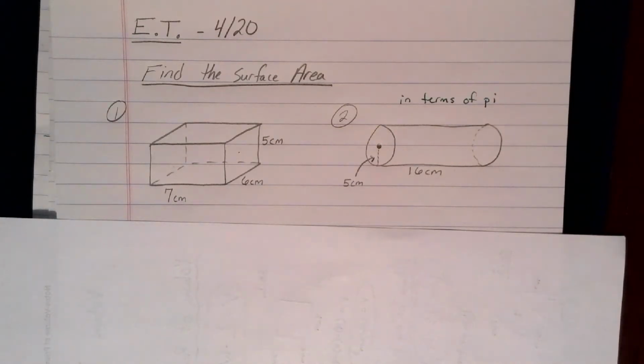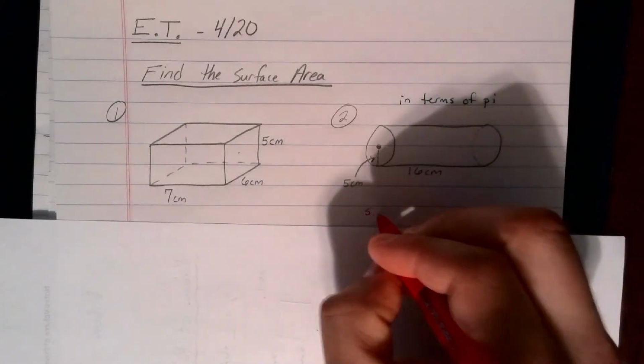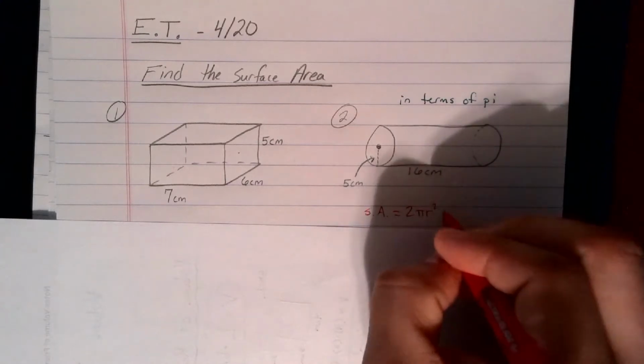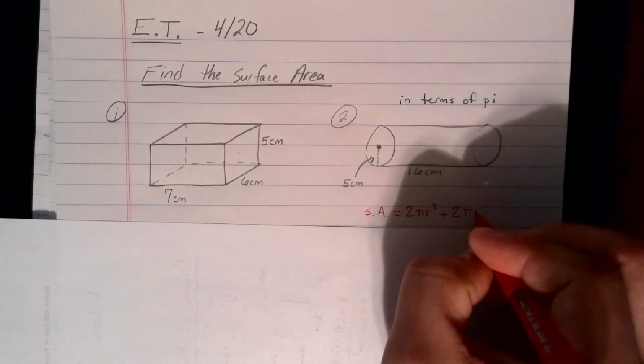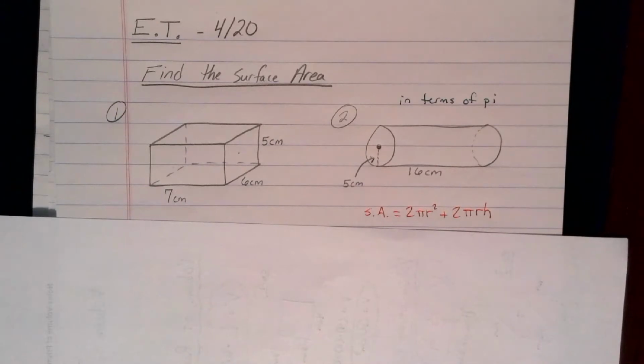Try to get you thinking a little bit about surface area on problems 1 and 2 here for the entrance task. I'll save you the step of going back to look at your notes for the formula. For this one, you should be using the formula that the surface area is equal to 2 pi r squared plus 2 pi r h. Go ahead and take a second to find those to get back into the swing of things from last week.